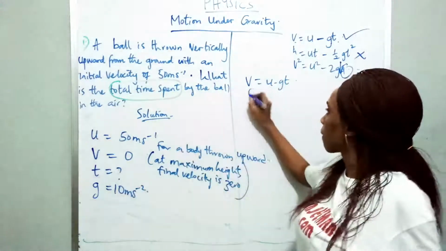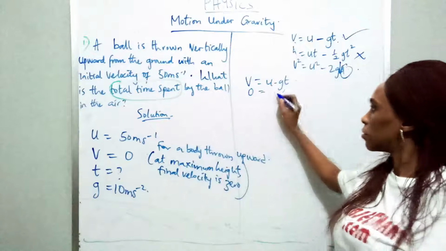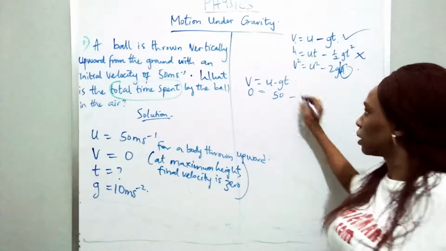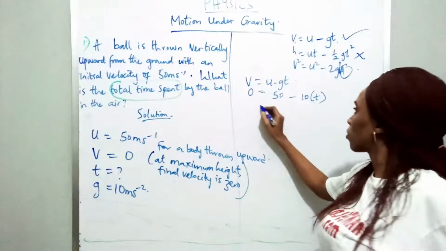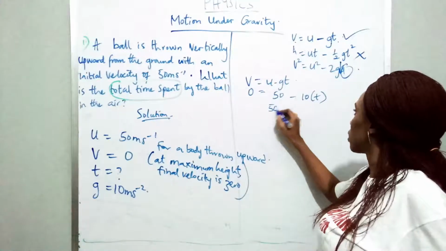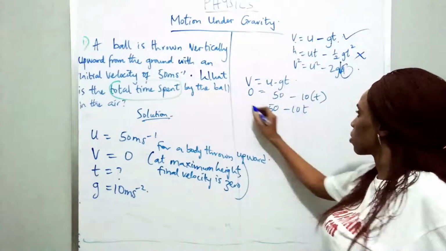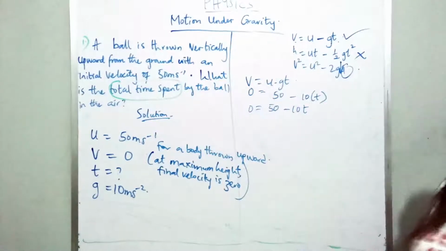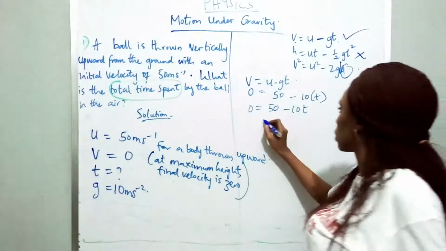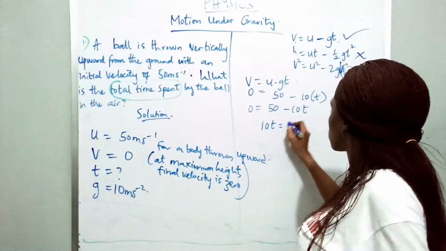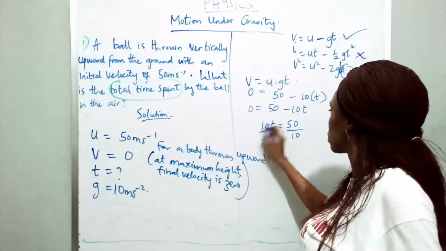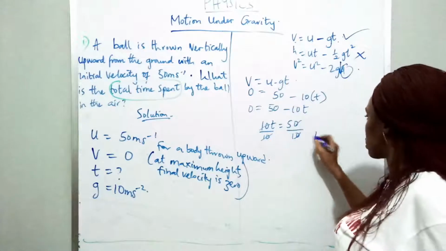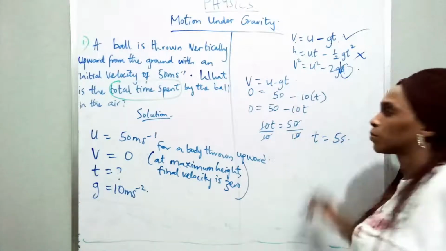Our v from here is 0. Our u is 50, minus g, 10. We don't know our t. So I have 0 equals 50 minus 10t. So 10t is equal to 50. Divide both sides by 10. So my t is equal to 5 seconds.